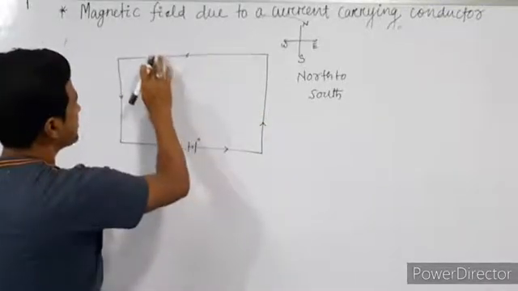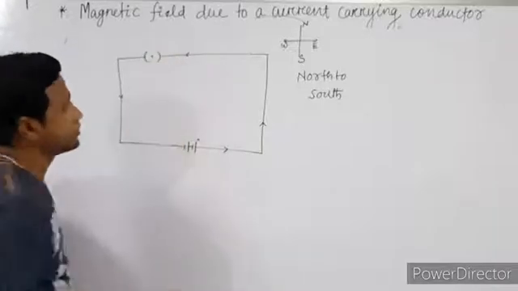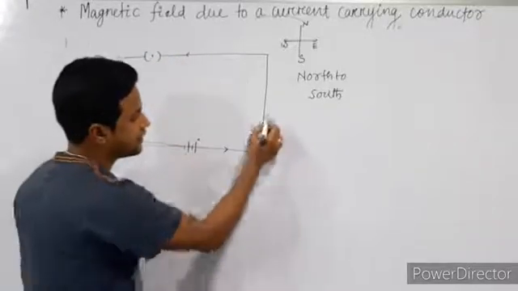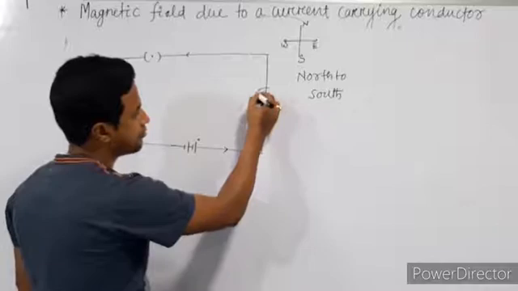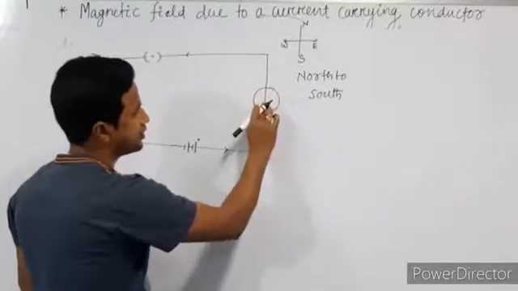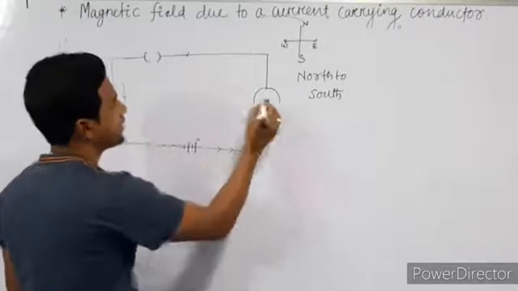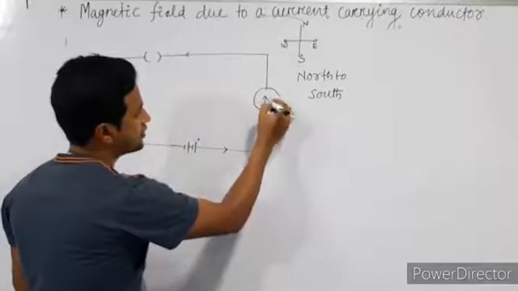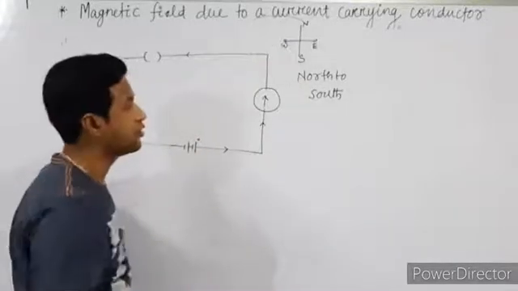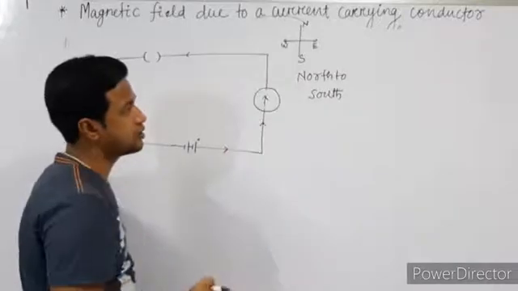Here is my key; let's keep the key here. Now you see the current is flowing in this direction, right? I will place my magnetic needle here. So when the switch is off, the needle's direction will be like this, towards north and south, as I studied in the previous video. So this is north and this is south.